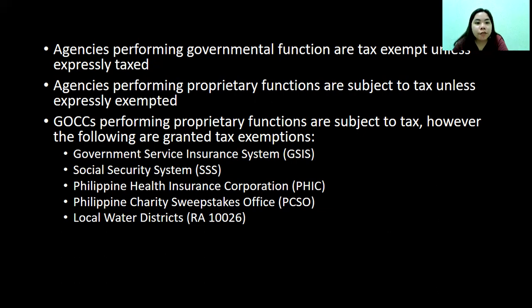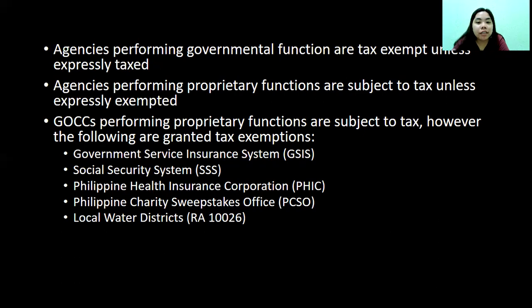They are tax exempt. Agencies performing proprietary functions are subject to tax unless expressly exempted. So those agencies performing proprietary functions, meaning they are performing for profit, are subject to tax unless expressly exempted. GOCCs, the government-owned and controlled corporations, performing proprietary functions are subject to tax. Now, those performing proprietary functions are generating profit.